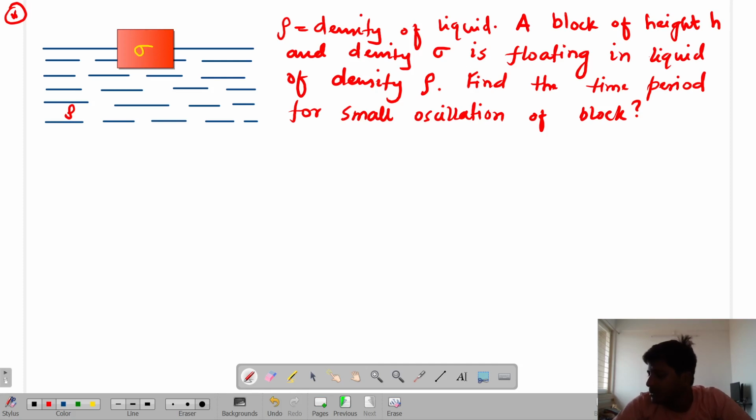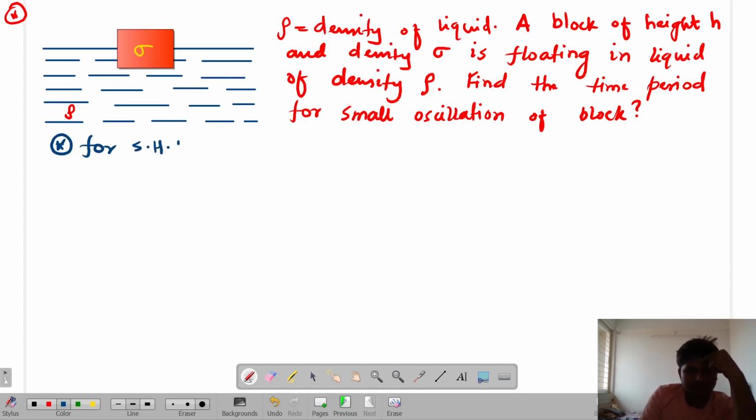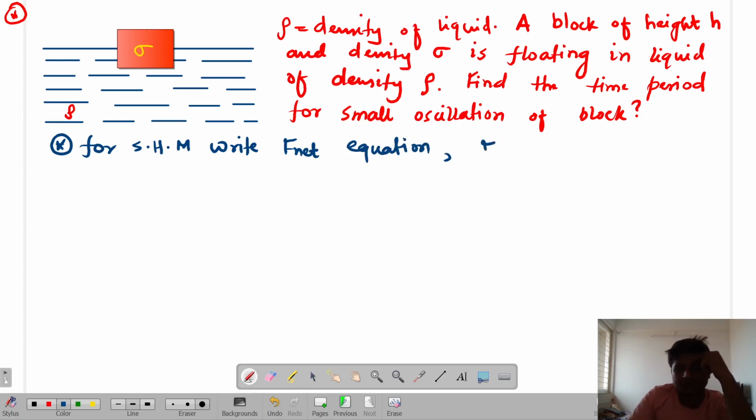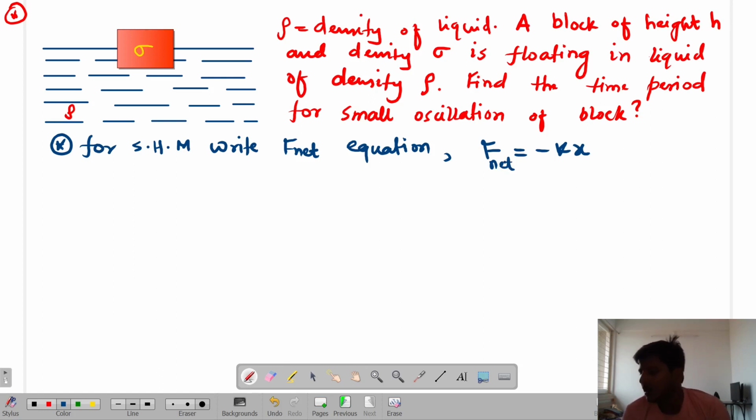Find the time period for a small oscillation of block. In oscillation, you know that you have to write the net force equation for SHM. What is the condition? First step is write F net equation, or equation of force in terms of minus of kx. F net should follow this minus of kx, isn't it? Then only it is going to have this particular case of time period.